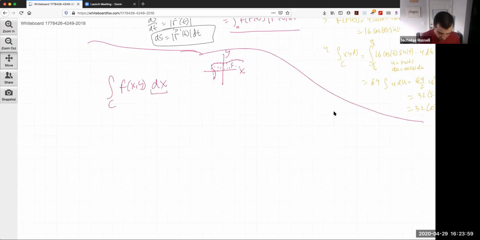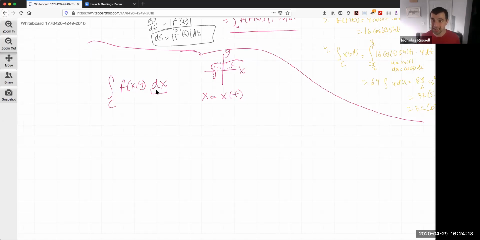In this case, we remind ourselves that, okay, well, let's say x is equal to x of t. If I parameterize my curve C again, and I want to evaluate this in terms of my curve, this does not mean, again, you cannot just go ahead and evaluate this and integrate this with respect to x.